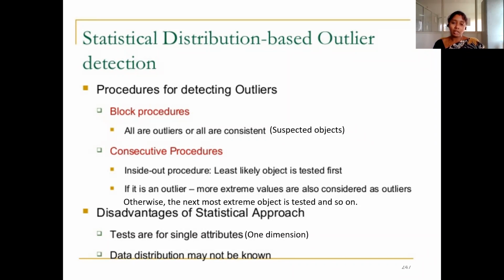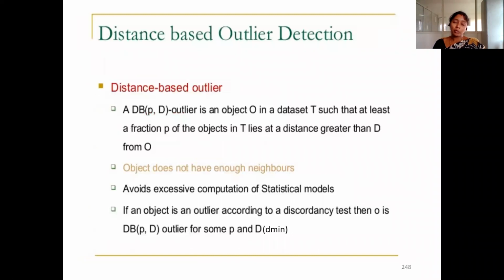So here it is only applicable for one-dimensional data. That is a drawback. And also, to go with this statistical distribution, the data distribution must be known in advance, which is not possible for any kind of data set. So that's why we are moving to distance-based outlier detection.